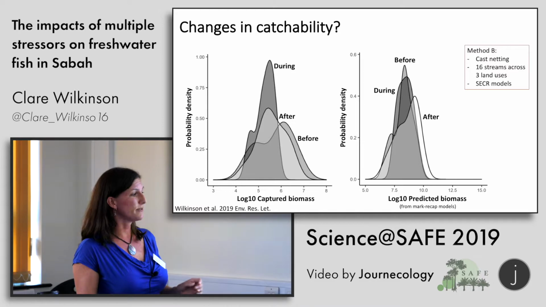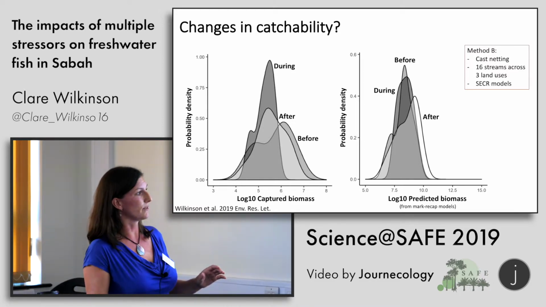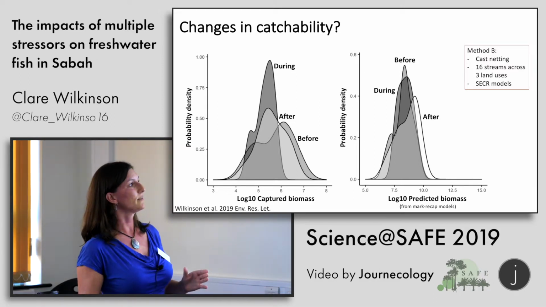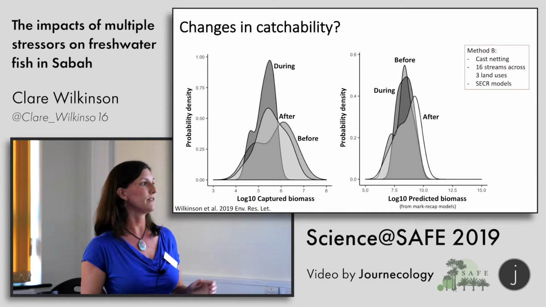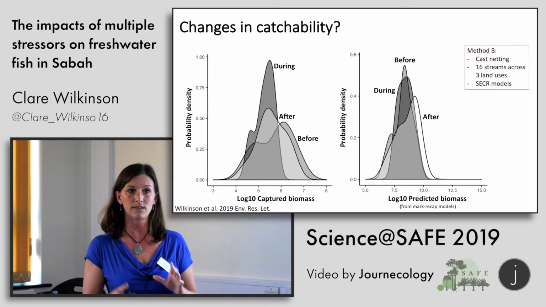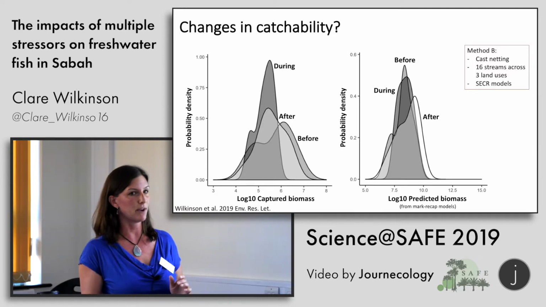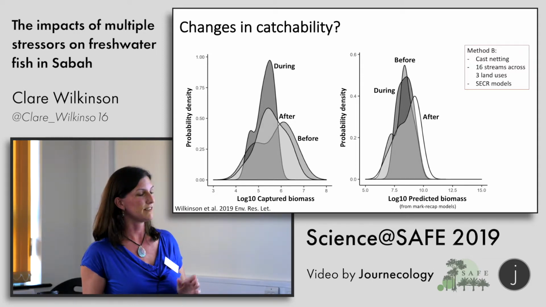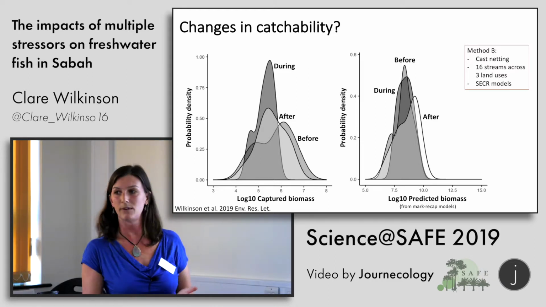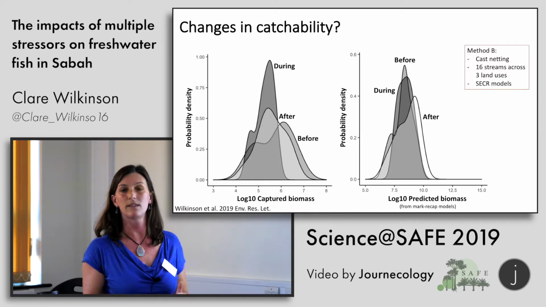But the drought did affect the catchability of the fish. So this is only using the cast netting data as well. So the actual captured biomass, what we got within the cast net, was significantly lower during and after the drought. However, when we looked at the predicted biomass based on the density from the mark recapture models, we saw no difference in how much biomass was actually within the stream, suggesting that the fish just become much harder to catch, which may have a relevance for the human communities that might use this as a resource.